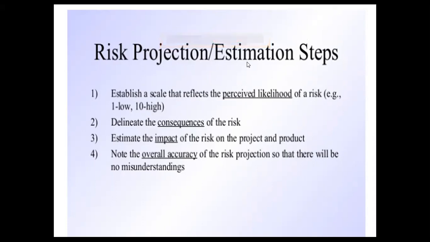Now here you can see in number 2, delineate the consequences of the risk. Here we consider all the risks on the priority of the strength of the risk. That is, what is the background of that particular risk? What are the consequences? What will be the impact of the risk on the project? Estimate the impact of the risk on the project and product. So we will calculate or consider the effect of the risk on the project and the software product.